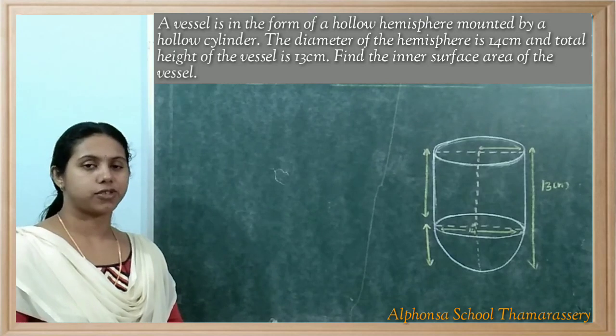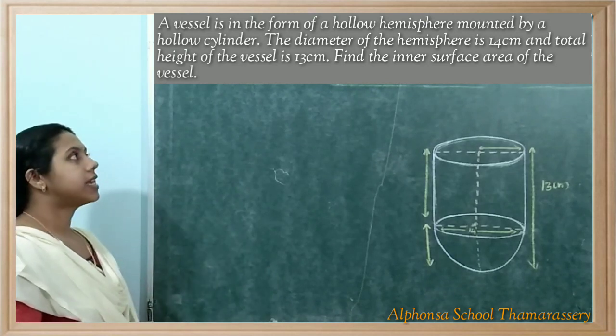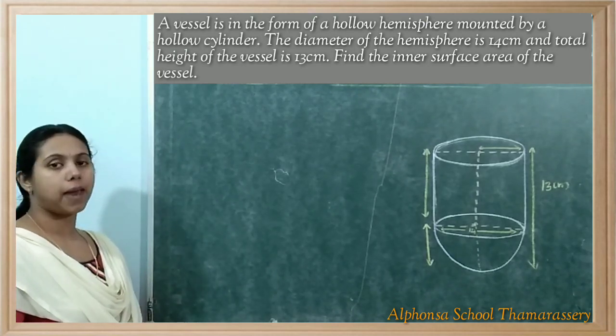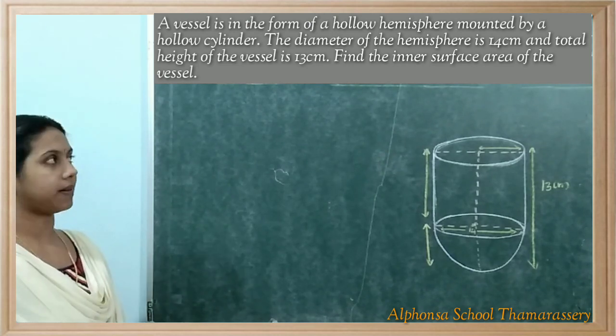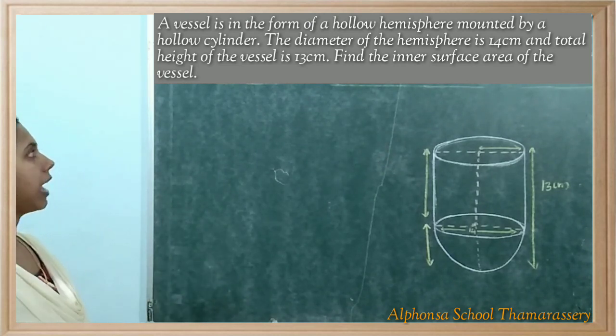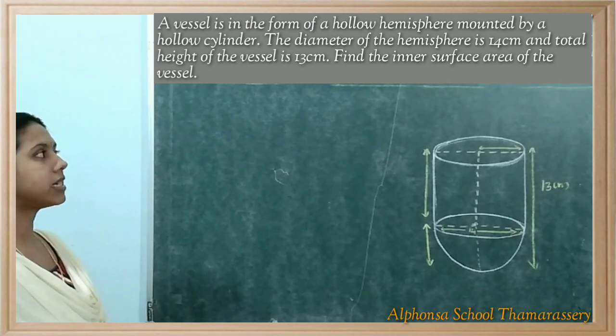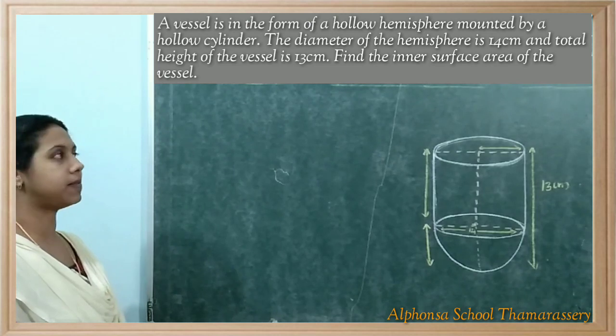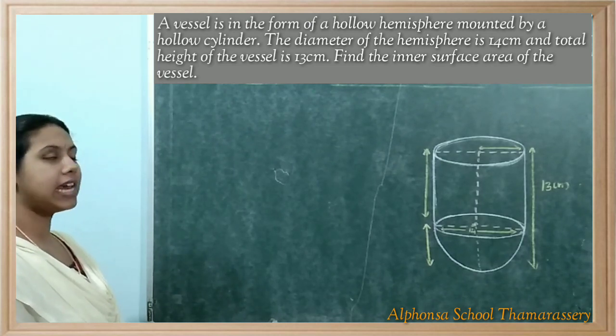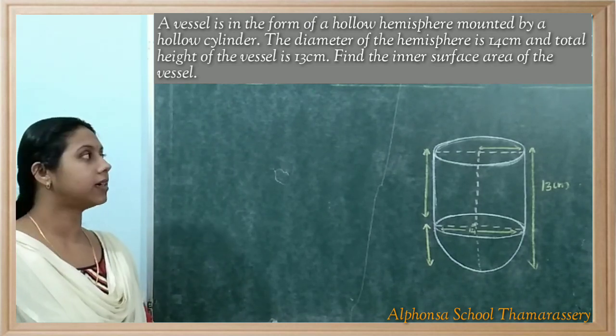Let us see the next question. A vessel is in the form of a hollow hemisphere mounted by a hollow cylinder. The diameter of the hemisphere is 14 centimeter and the total height of the vessel is 13 centimeter. Find the inner surface area of the vessel.